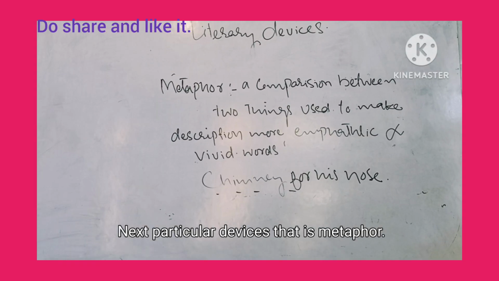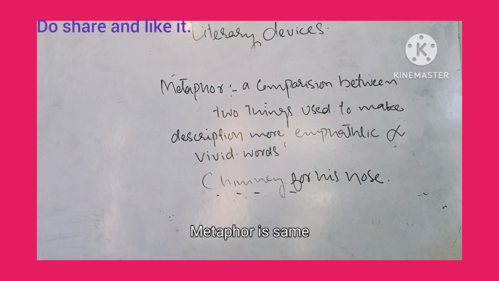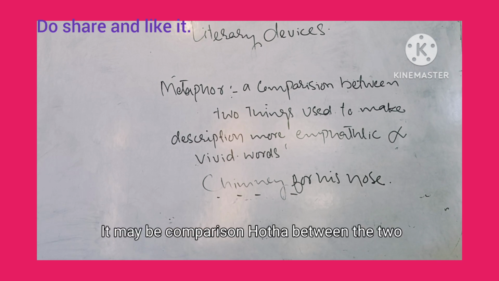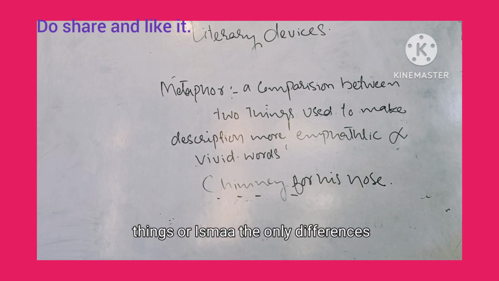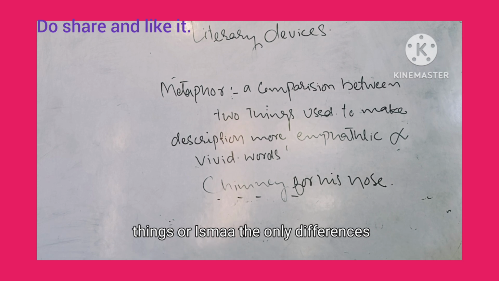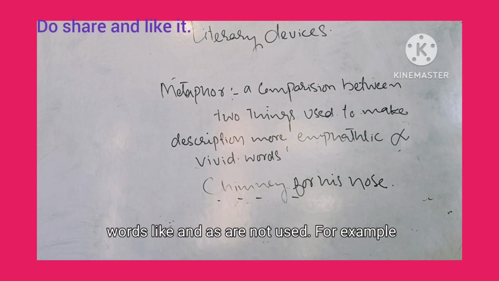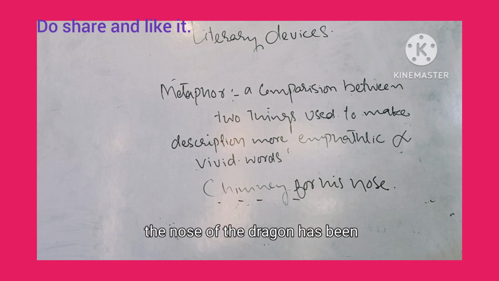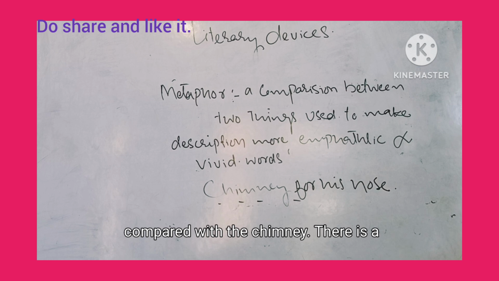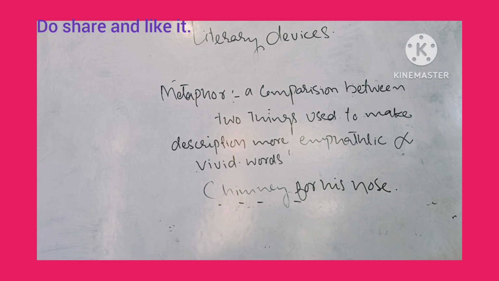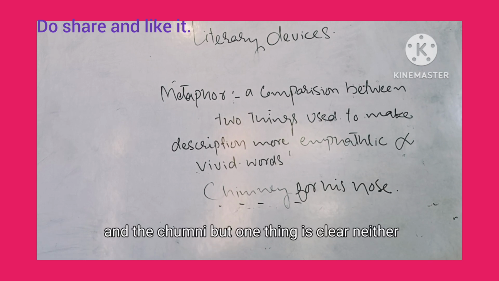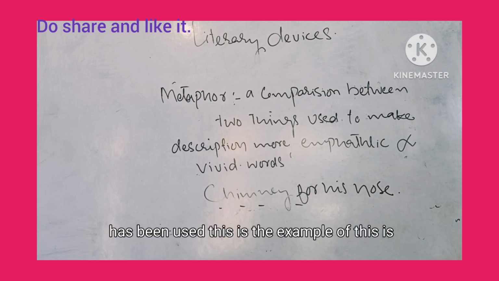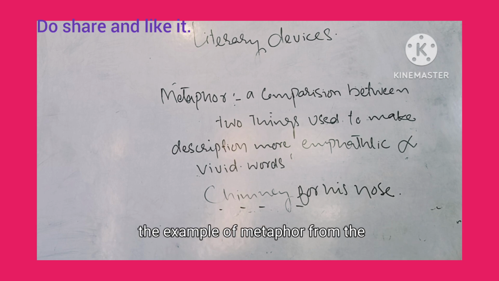The next poetic device is metaphor. Metaphor is also the same as simile. In this also there is a comparison between two things, and the only difference is that the words like and as are not used. For example, the nose of the dragon has been compared with the chimney. There is a comparison between nose and chimney. But one thing is clear: neither the word as nor the word like has been used. This is the example of metaphor.